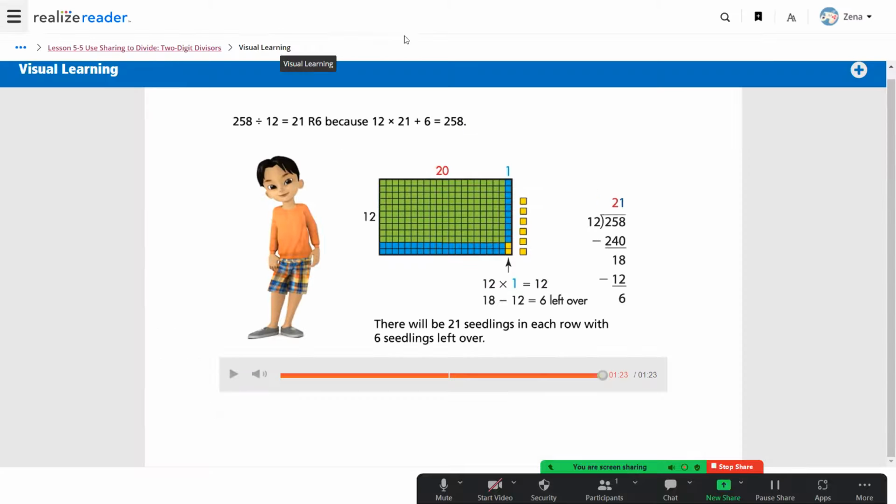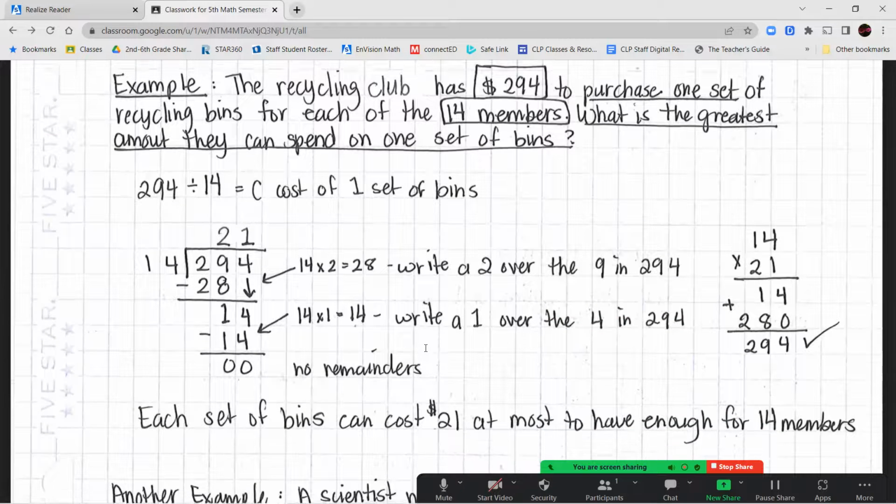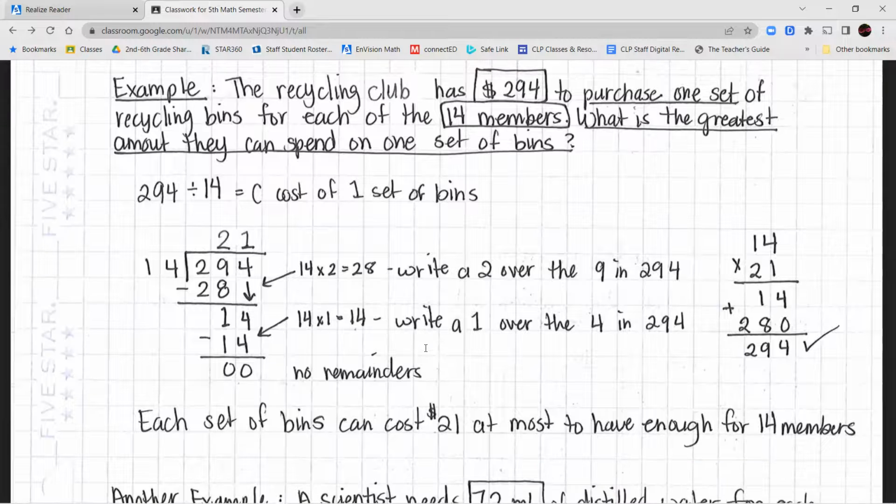Those 6 seedlings are left over and they're not going to fit in the garden. Let's go ahead and take a look at our notes and guided practice for more examples here. So using sharing to divide with two-digit divisors, how can you record division with a two-digit divisor? Let's take a look at an example of how we can do this. The recycling club has $294 to purchase one set of recycling bins for each of their 14 members. What is the greatest amount that they can spend on one set of bins?